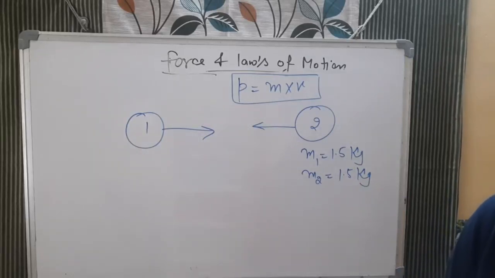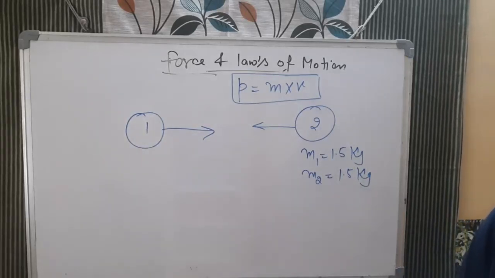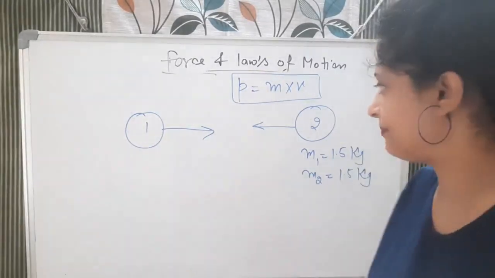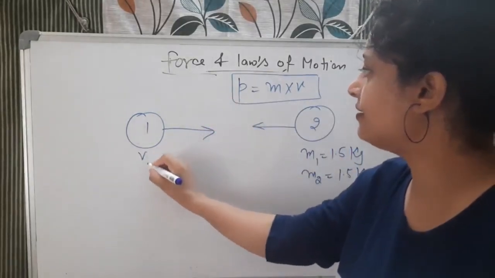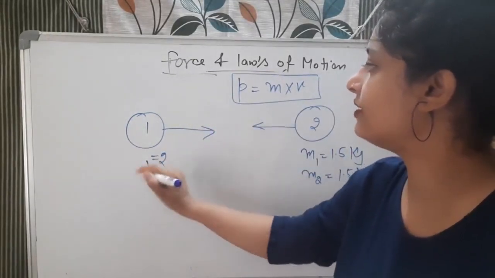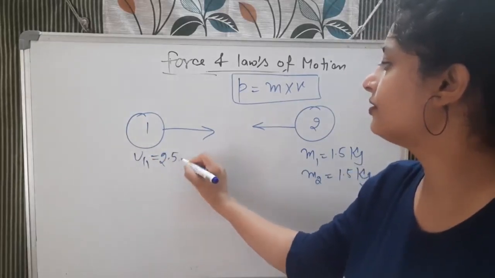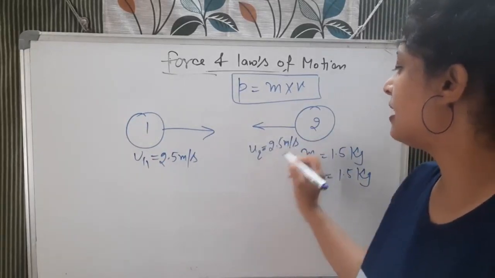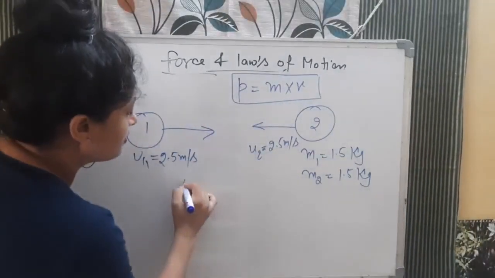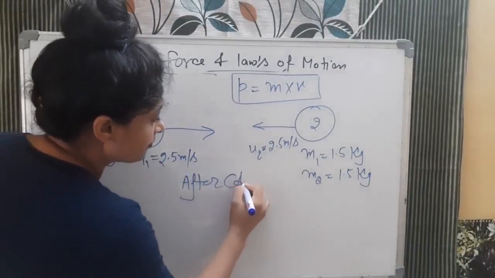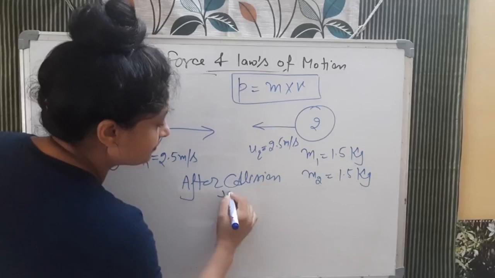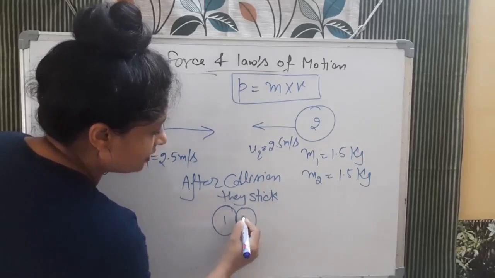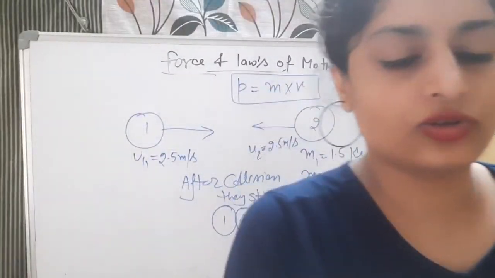After that the question is saying the velocity of each object is 2.5 meter per second before the collision, during which they stick together. This is before collision. U1 is the initial velocity, U1 is 2.5 meter per second. U2 is also 2.5 meter per second. After collision, the question is saying after collision they stick. So the diagram will be like this, 1 and 2. Now they stick together.